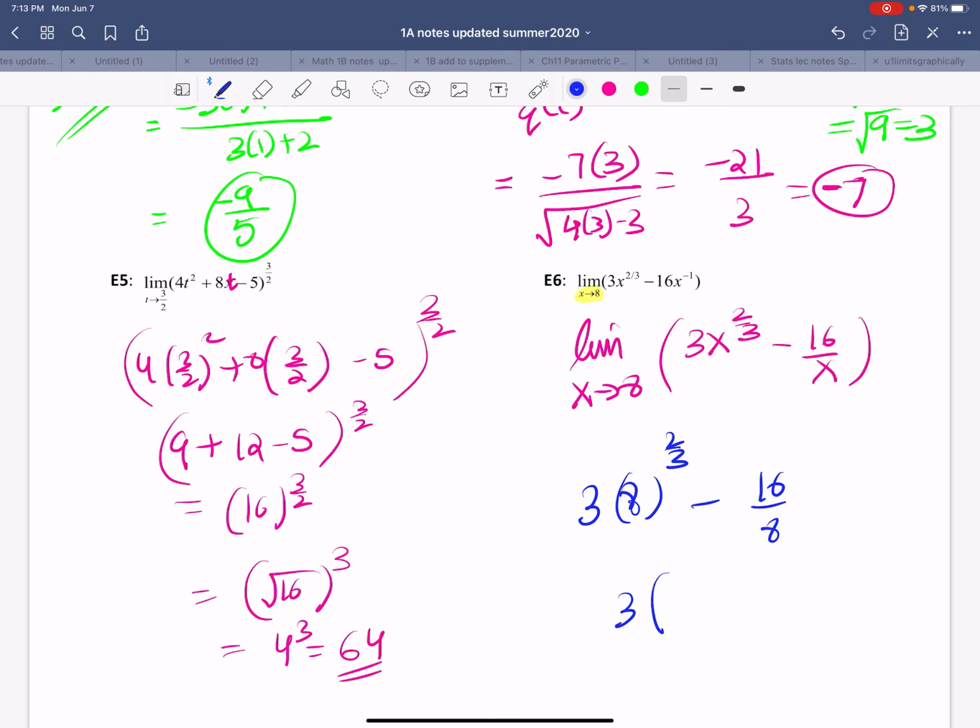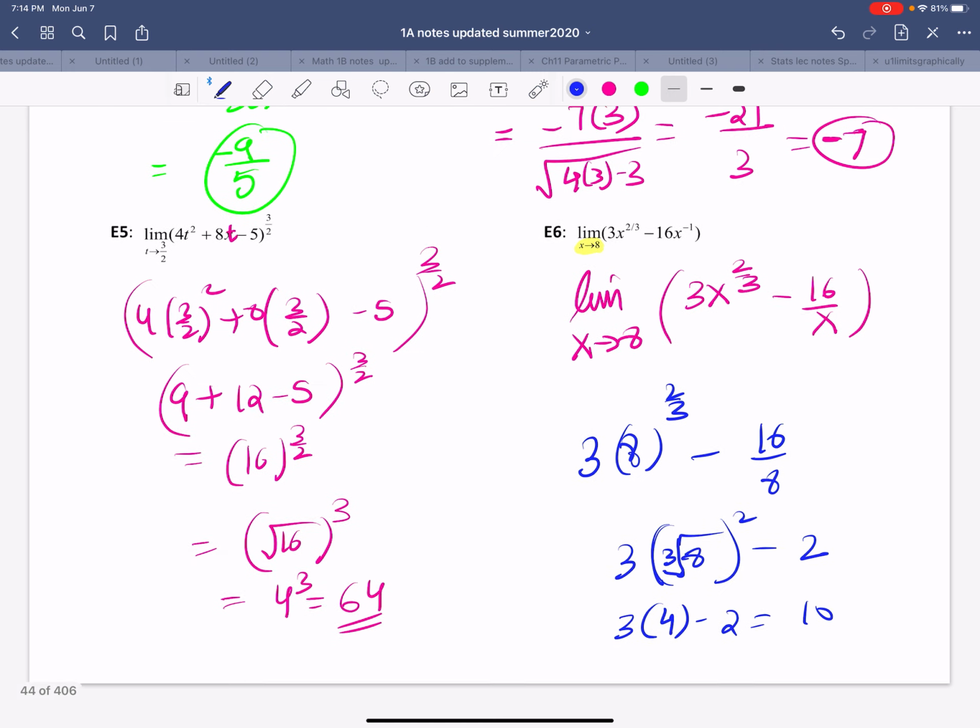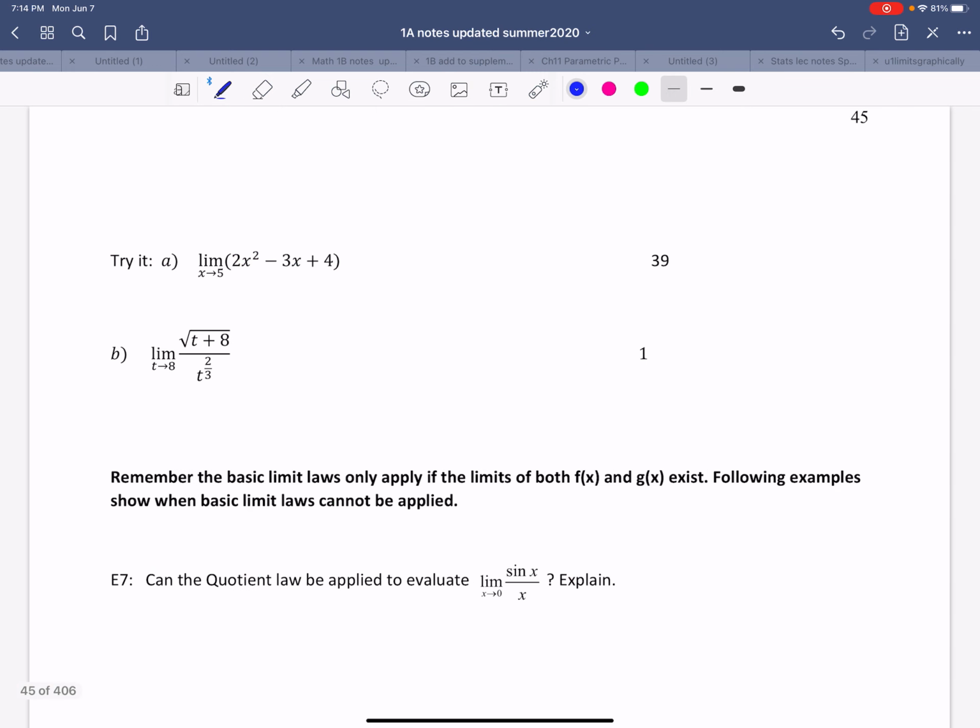8 to the power 2/3 is the cube root of 8 raised to the second power, minus 2. The cube root of 8 is 2, and 2 raised to the second power is 4. 3 times 4 is 12, minus 2. So this limit turns out to be 10. Go ahead and evaluate the next two limits and check.